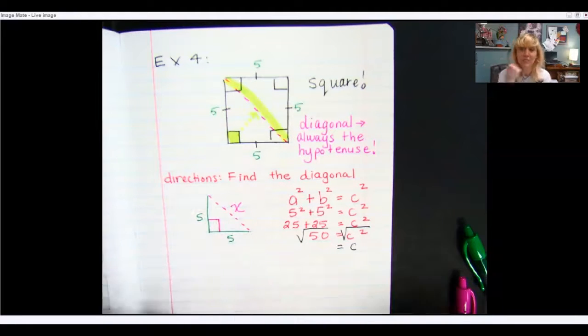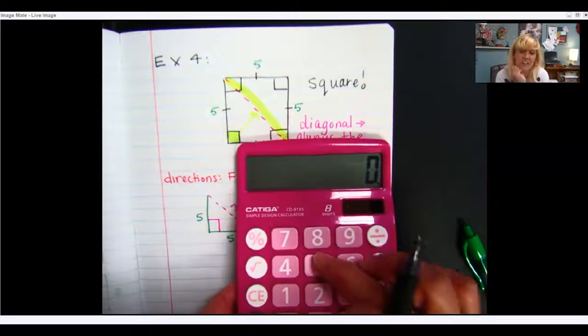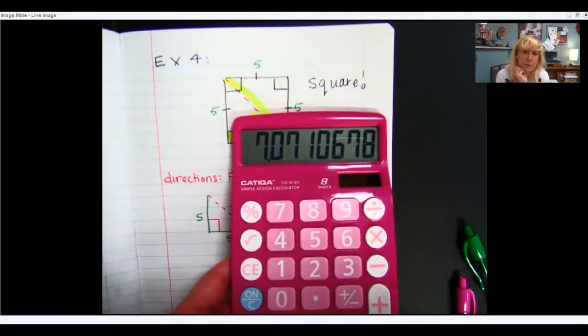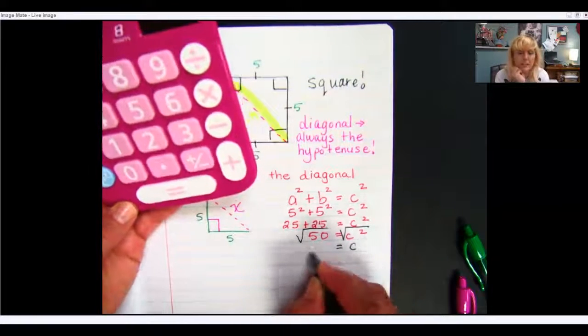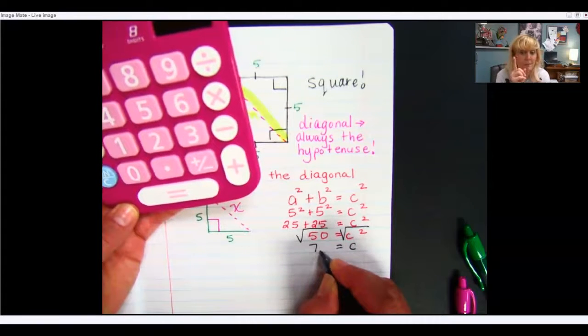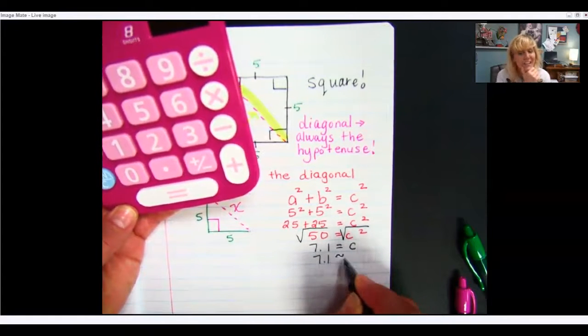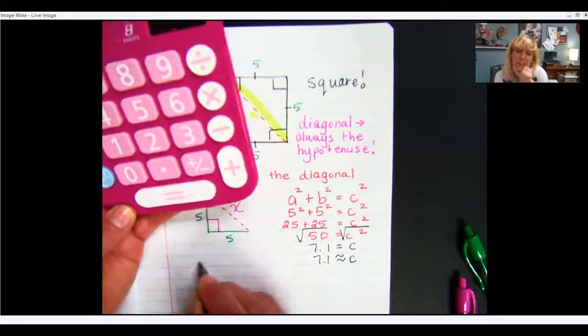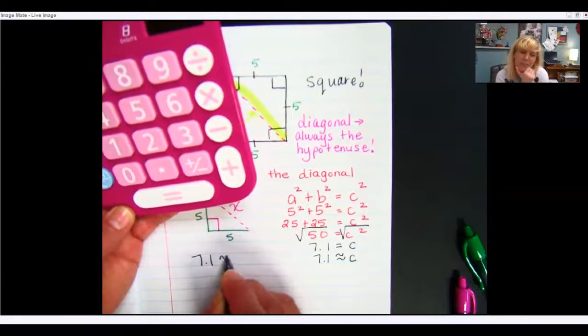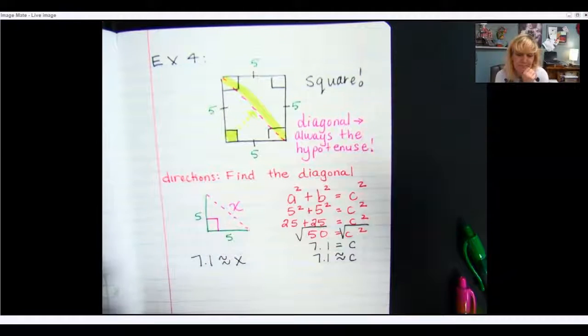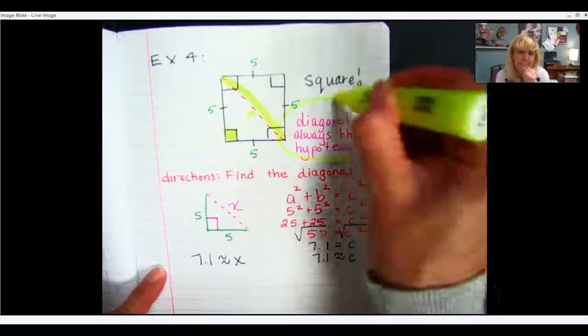And y'all, the cool thing about this unit is we're just using the calculator. So I'm going to find the square root of 50. I get 7.0 blah, blah, blah. We're only rounding to the nearest first spot, and that's going to be 7.1. So I should use the approximate symbol since we rounded. So that's really how I should be writing. Let's box that in. That's the diagonal.